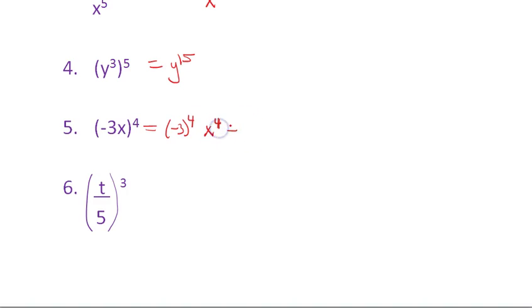So then I have to work out what's (-3) to the 4th, and so that's -3 times -3 times -3 times -3. So that should end up to be positive, and then 3 to the 4th is 81. So this is 81x to the 4th.